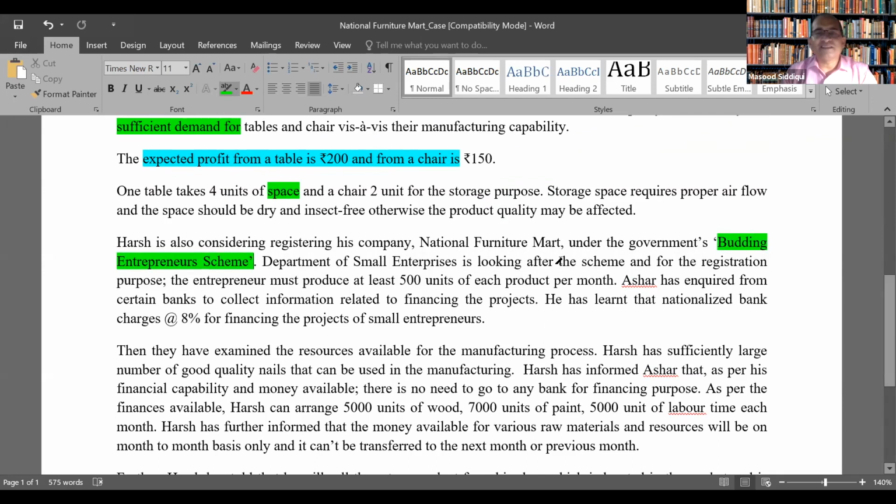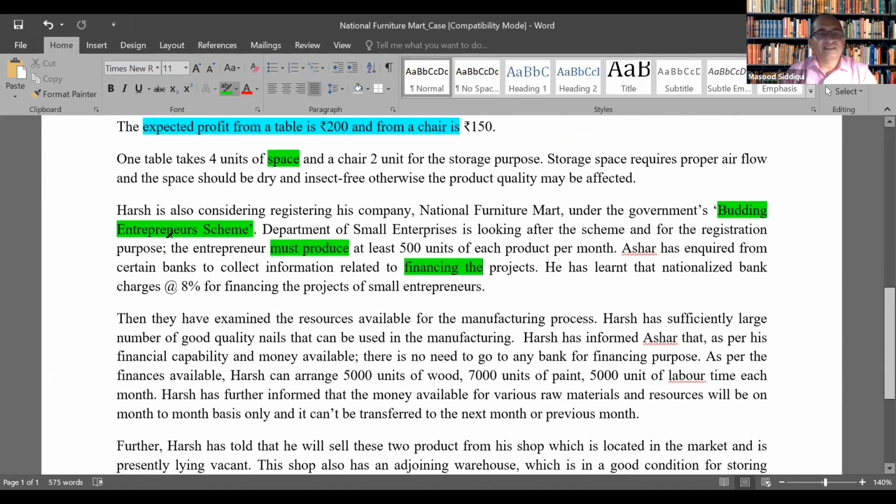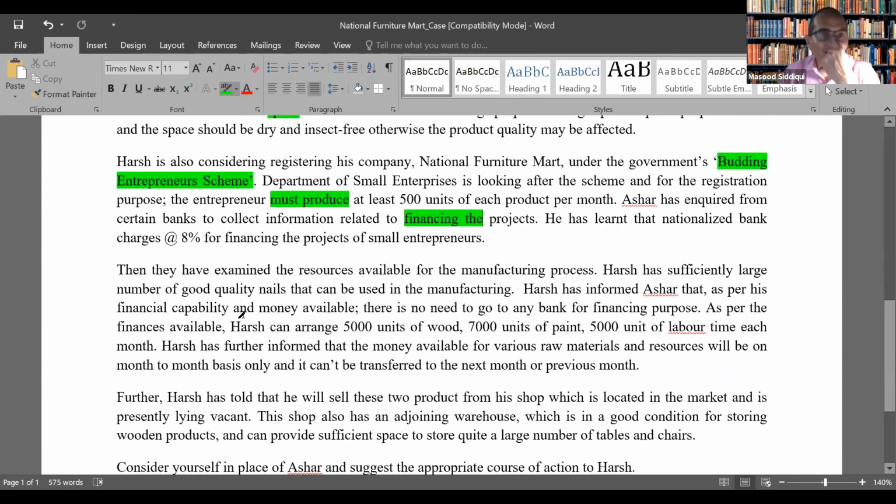The Department of Small Enterprises is looking after the scheme, and for the registration, there is a condition related to units of production: the manufacturer must produce at least 500 units of each product. Ashar has inquired from the bank to collect information related to financing of the project. So the next thing is related to the financing of the project. He has learned that the nationalized bank charges 8%, means they charge an interest of 8% for financing the project.